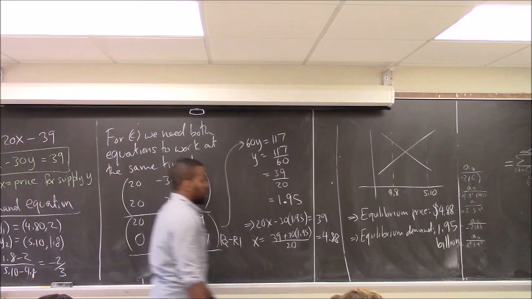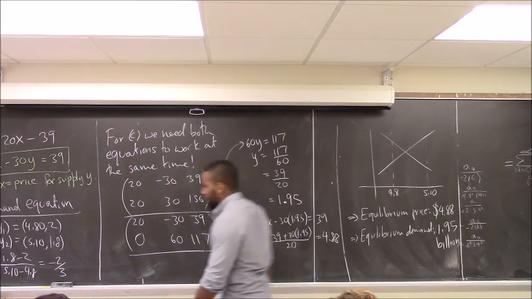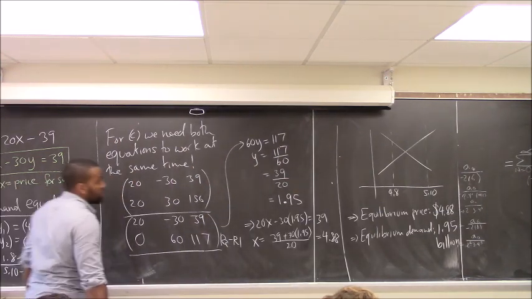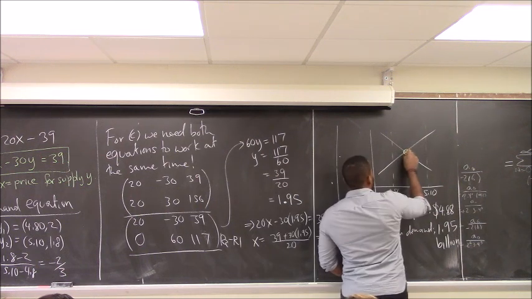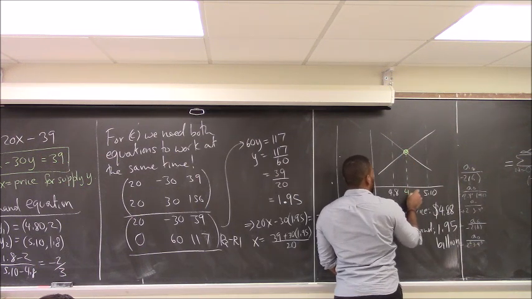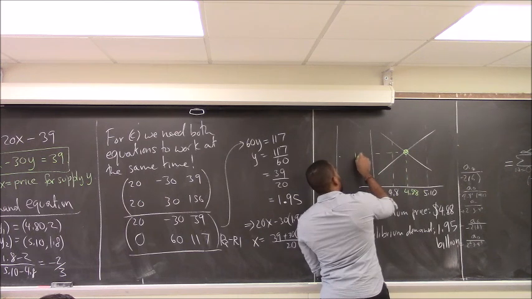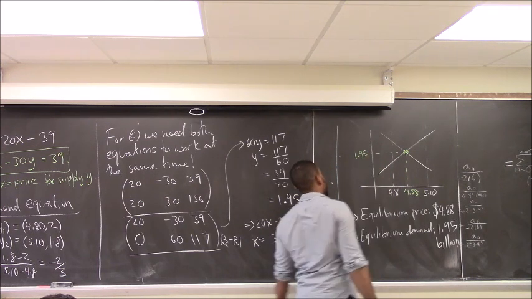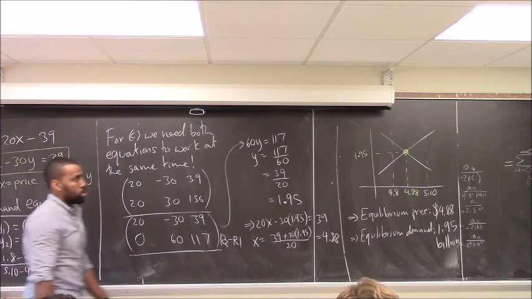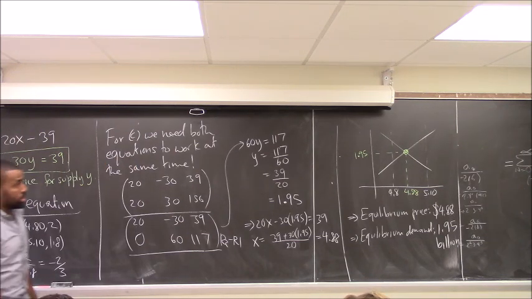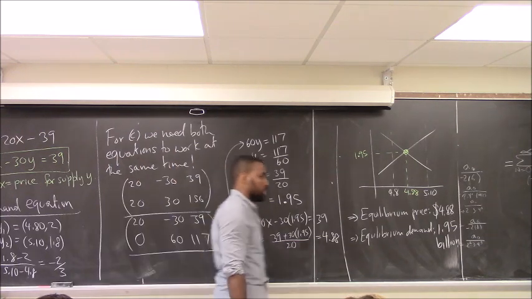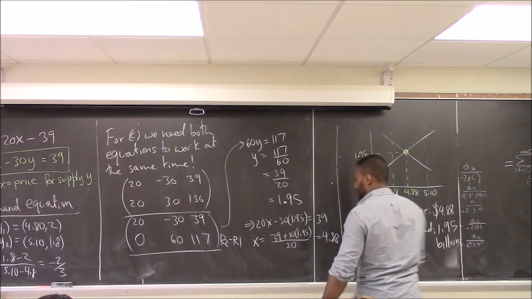So basically what we're saying is that the best situation for this product occurs when we're selling it for a price of $4.88, and at that point people will demand 1.95, and I can reliably produce 1.95 billion bushels. I know that it'll all sell if I sell it for 4.88.